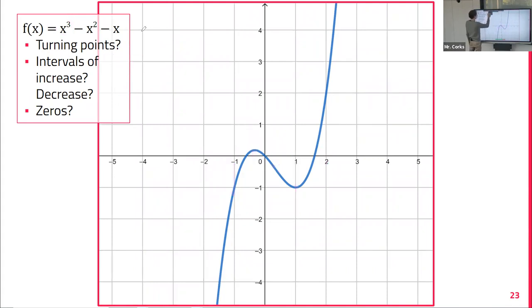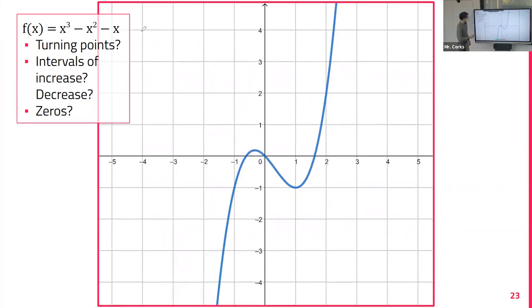And then zeros. So I asked you this last time, but tell me again, what is a 0? Okay, so it's the x-intercepts. Any point where our function crosses the x-axis. If we have the graph, they're very easy to see. We just look where it crosses the x-axis.